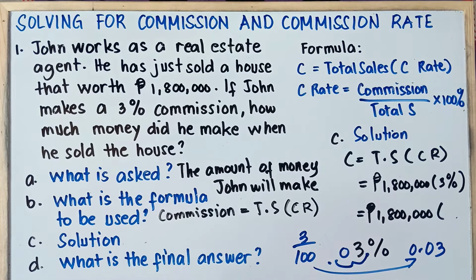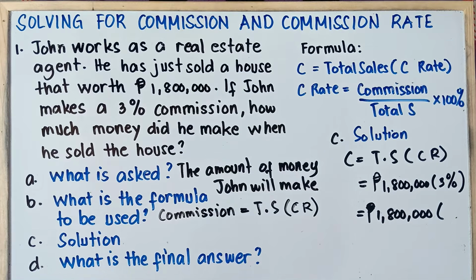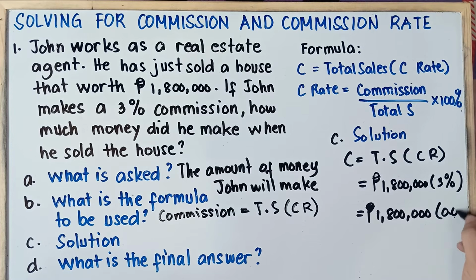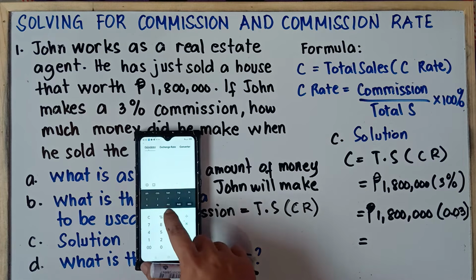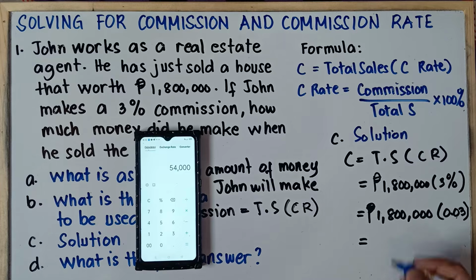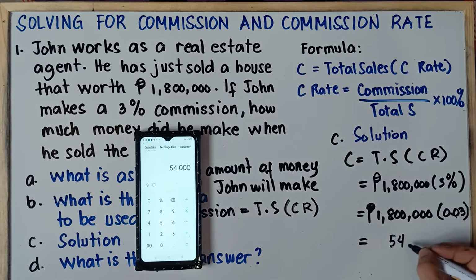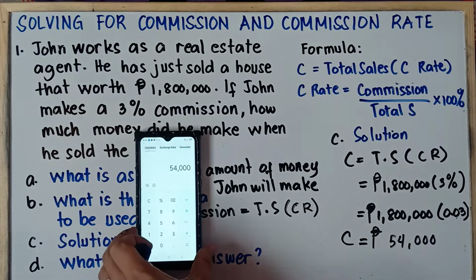Alright, so this will be 1,800,000 pesos multiplied by 0.03. So simply use your calculator, class, and you will get the answer. 1,800,000 pesos times 0.03, and you will have 54,000 pesos. So the commission that John will make would be 54,000 pesos.